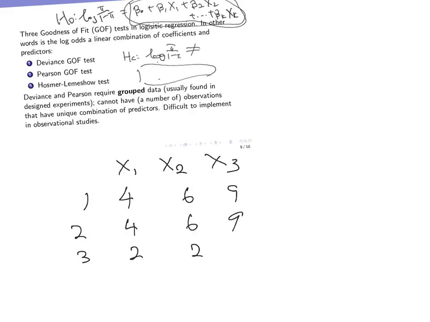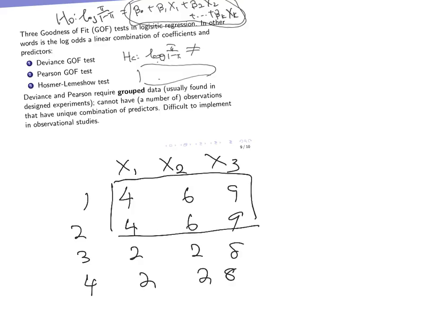Let's say we keep things simple. We only have 4 data points and 3 predictors. Observation 1: x1, x2, x3 equals 4, 6, 9. Observation 2: 4, 6, 9. Observation 3: 2, 2, 8. Observation 4: 2, 2, 8. If you look at the predictor values, observations 1 and 2 can be grouped together because their values are exactly the same in the predictors. Likewise, observations 3 and 4 can be grouped together.